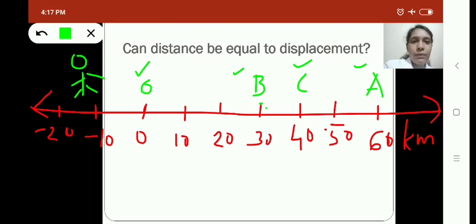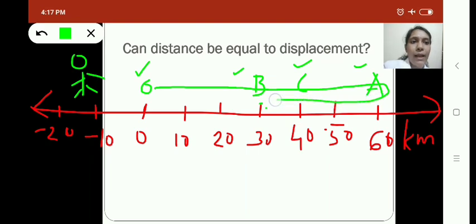He starts his journey from O, moves through the points B and C, reaches the point A. From A, he moves back and finally reaches the point B. So here, how will you calculate the total length of the path covered by Ramu? Total length of the path means distance. How will you calculate the distance traveled by Ramu? So what is the total distance covered by Ramu?